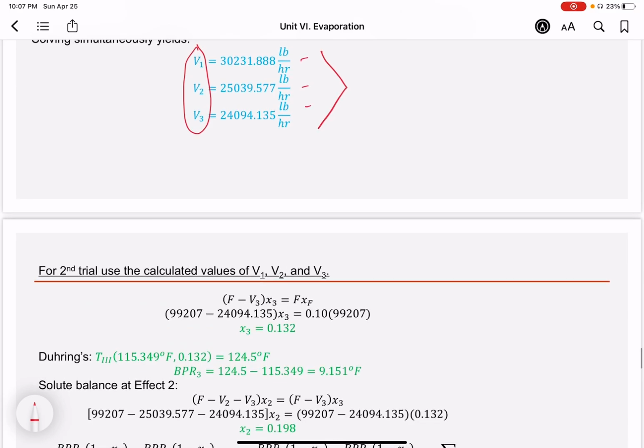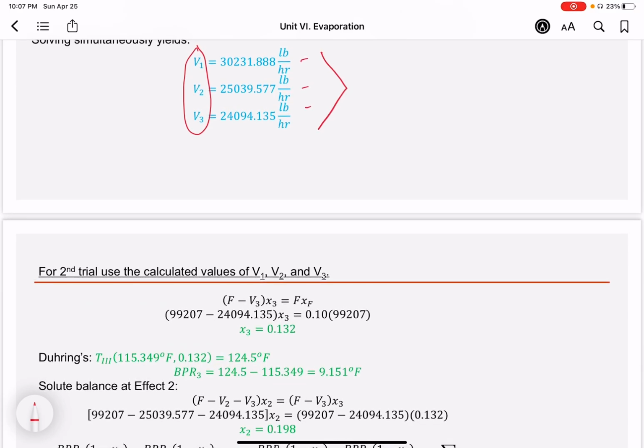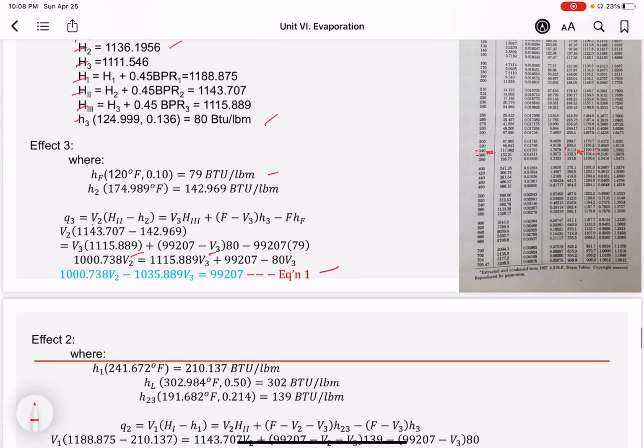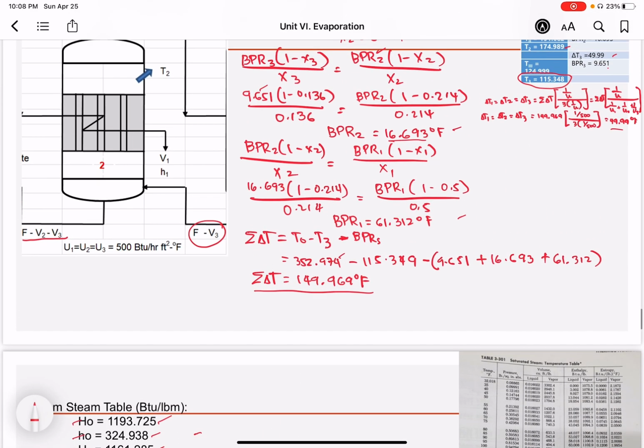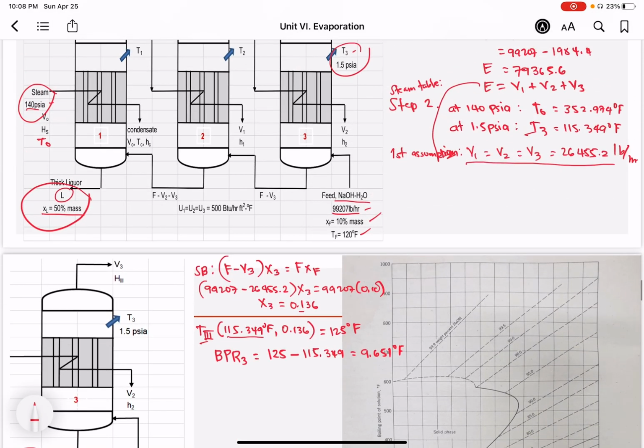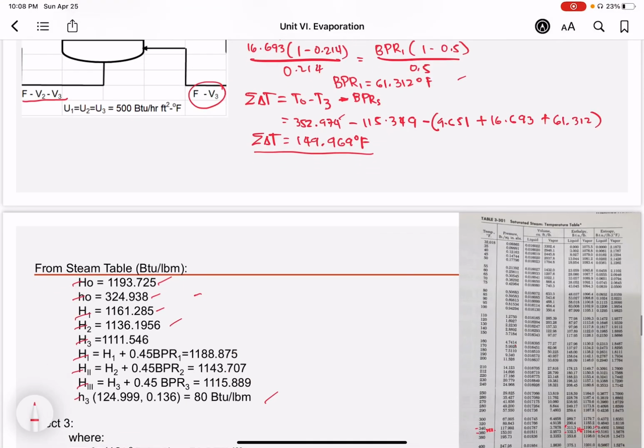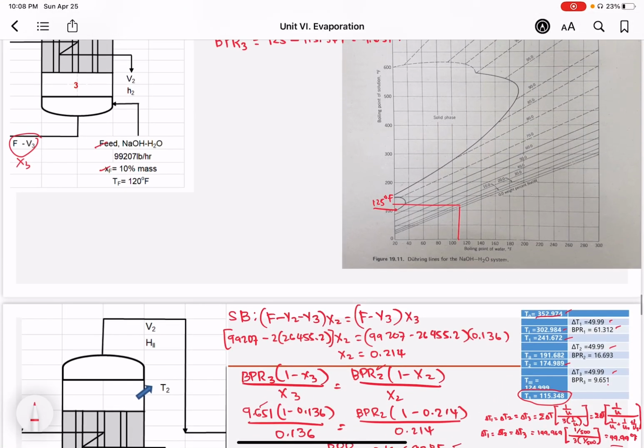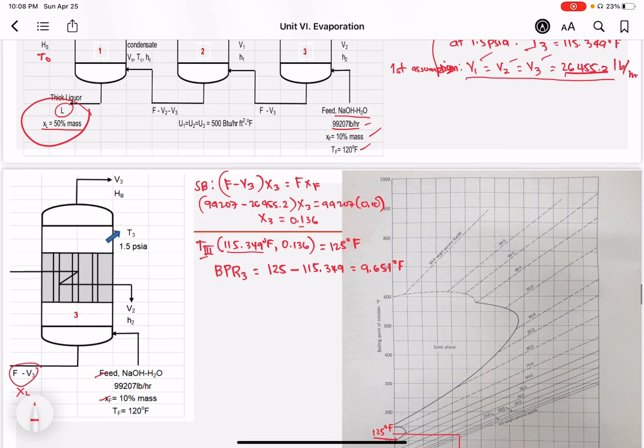everything. Okay? So for the second trial, this is using the trial and error method. So earlier, we assumed your V1 is equivalent to V2 equivalent to V3, which is around 26, 26455.2. This time, they're not equal. You have individual values already of V1, V2, and V3. So again, repeat from here. This one, you start again from here.